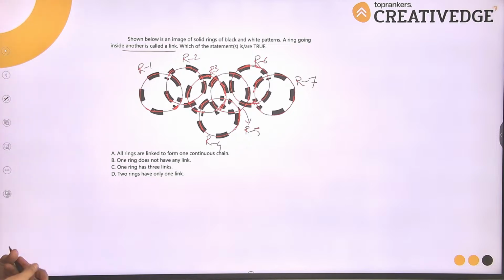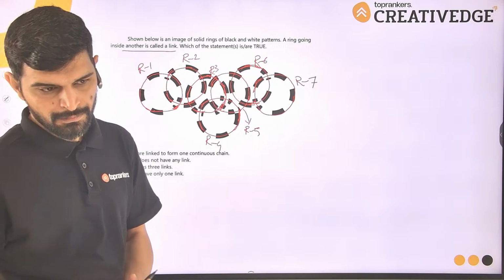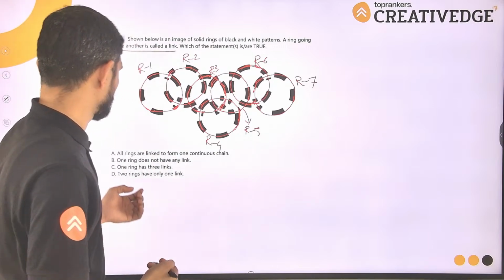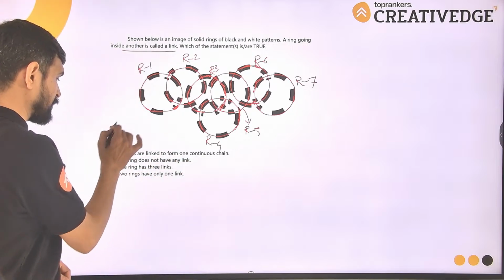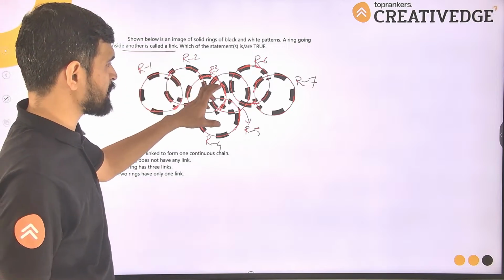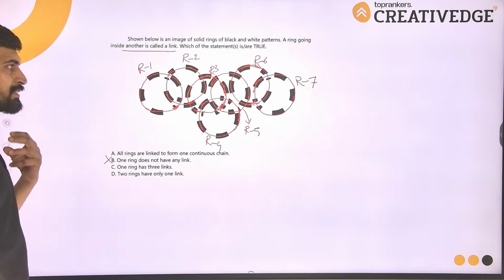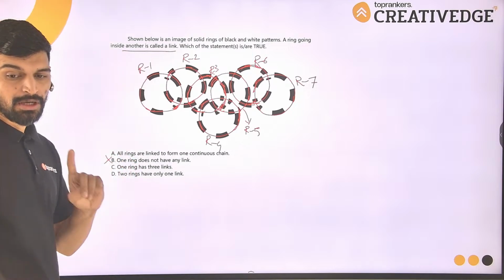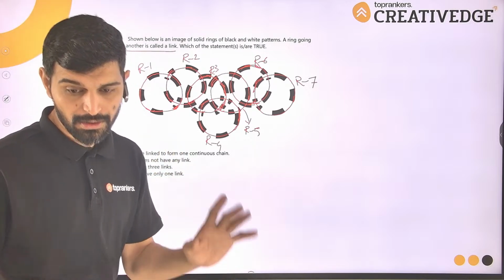All rings are linked to form a continuous chain. क्या continuous chain है? One ring does not have any link. We can definitely eliminate this option. कोई भी रिंग ऐसा नहीं है जो किसी दूसरे रिंग से कनेक्टेड ना हो. One ring has 3 links. वन रिंग हैज 3 लिंक्स. अगर एक ही रिंग के 3 लिंक है तो आंसर करेक्ट होगा, अदरवाइज आंसर करेक्ट नहीं होगा.